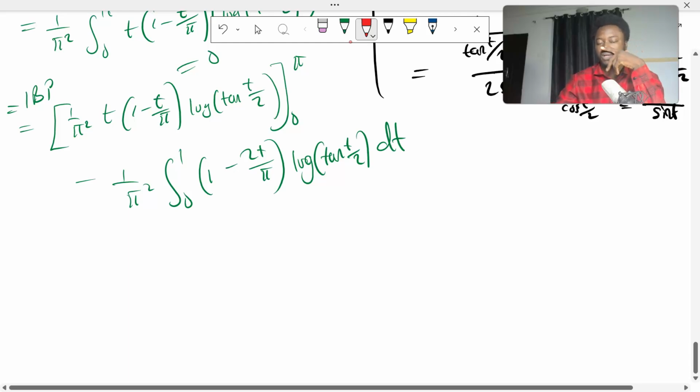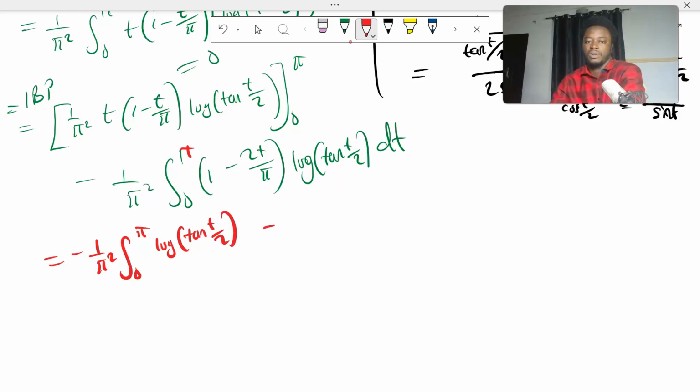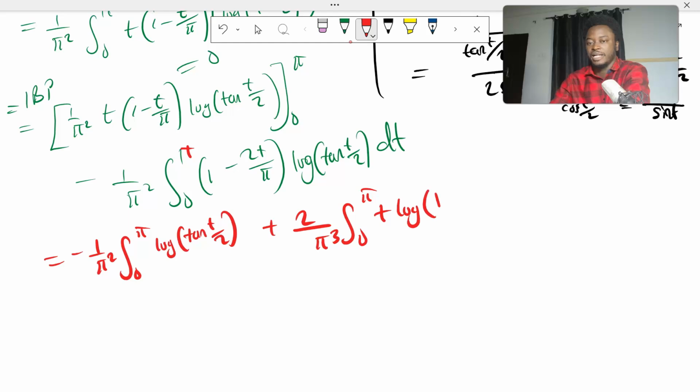So next up, this is equal to, now let's separate it into two integrals. On the first, you have negative 1 over pi squared times the integral from 0 to pi of the logarithm of tan of t over 2, plus 2 over pi cubed times the integral from 0 to pi of t times the logarithm of tan of t over 2, then dt, of course.